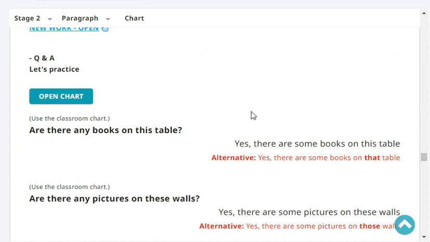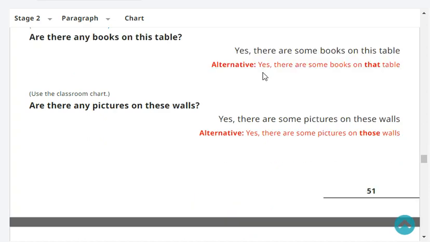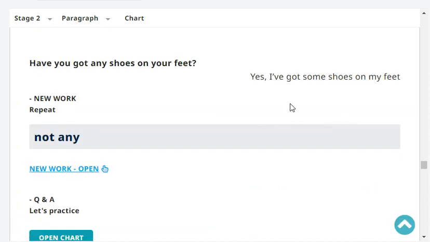Are there any books on this table? Yes, there are some books on that table. Very good. Are there any pictures on these walls? Yes, there are some pictures on those walls. Very good.